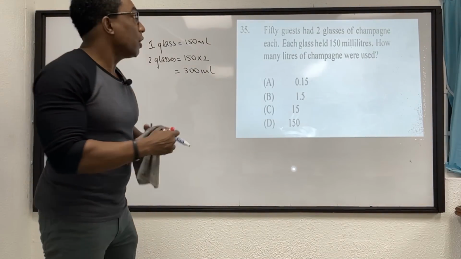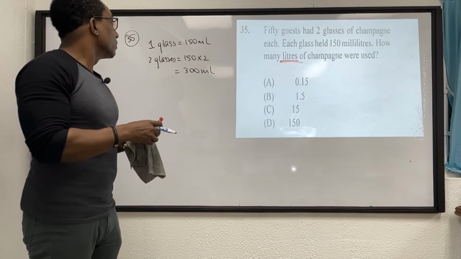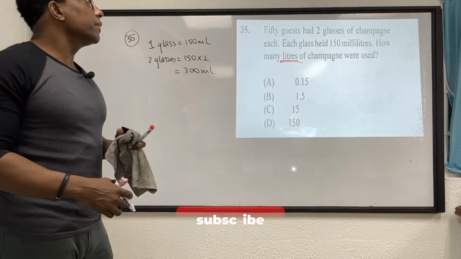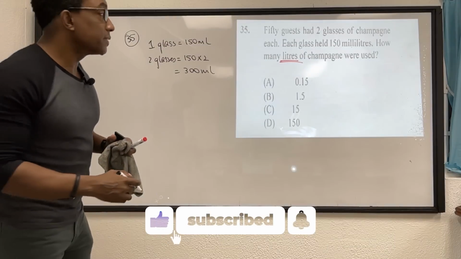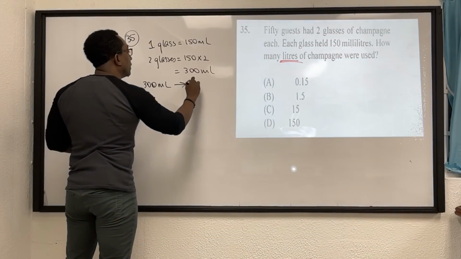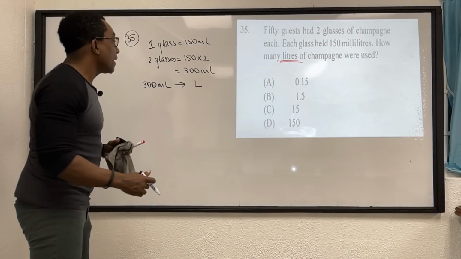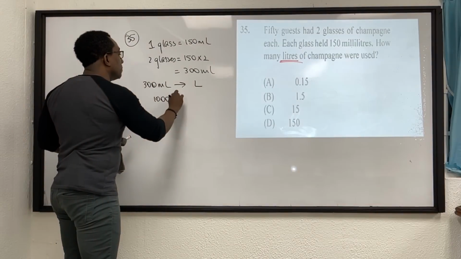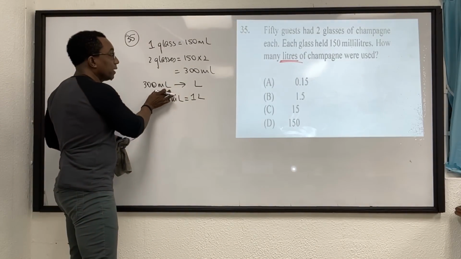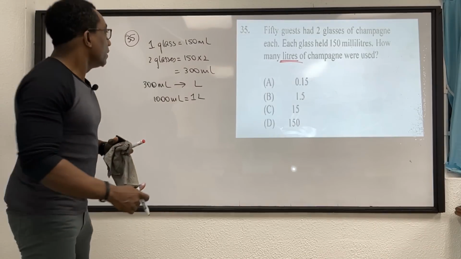But the question asks how many liters of champagne were used. So if 2 glasses gives us 300 milliliters, let us convert that 300 milliliters to liters. If we're going from milliliters to liters, we have to know the conversion factor, which is 1,000 milliliters is equal to 1 liter. And because we're moving from a smaller unit to a bigger unit, you divide.